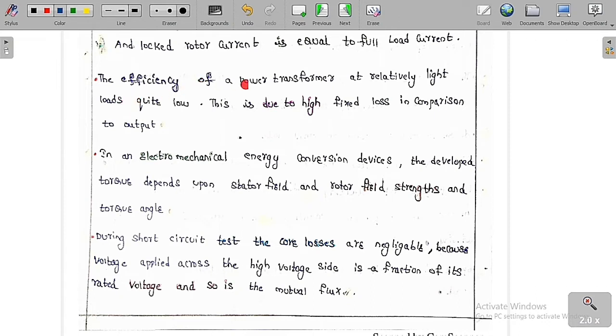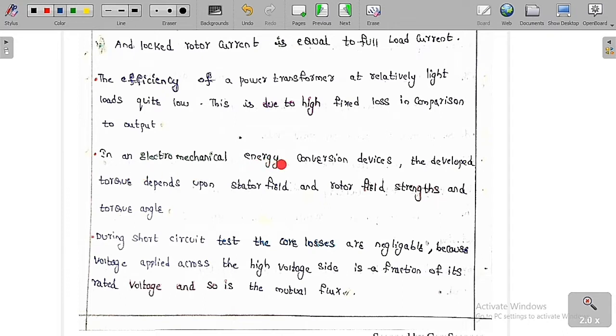So therefore, the efficiency of a power transformer at relatively light load is quite low. This is due to the high fixed losses in comparison to the output.